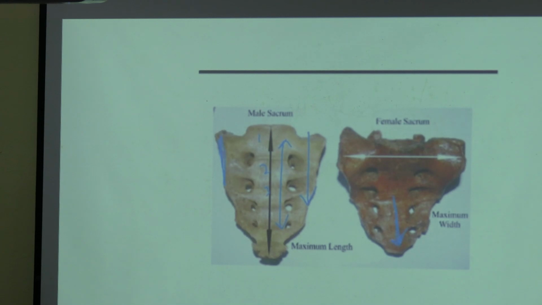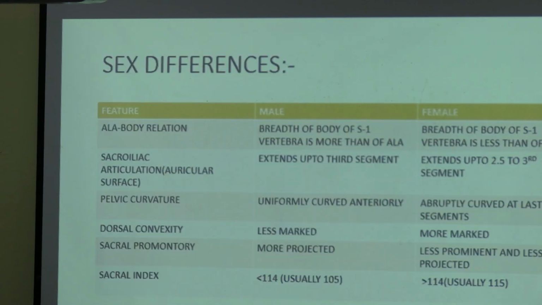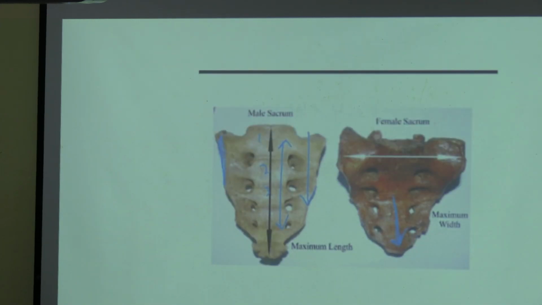Clear? Sacral promontory will be more projected in males and less in females. And how do you calculate the sacral index? Breadth by length. It is less in males than in females. This is how you differentiate the male sacrum from the female sacrum.